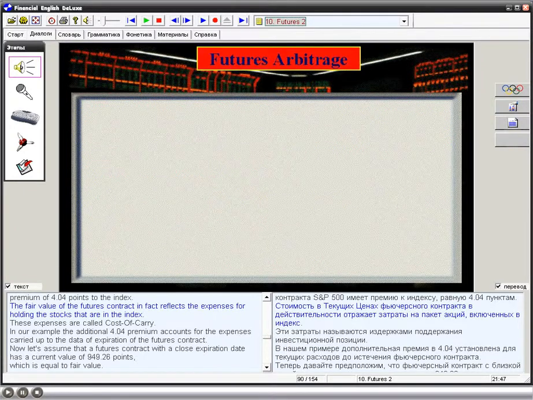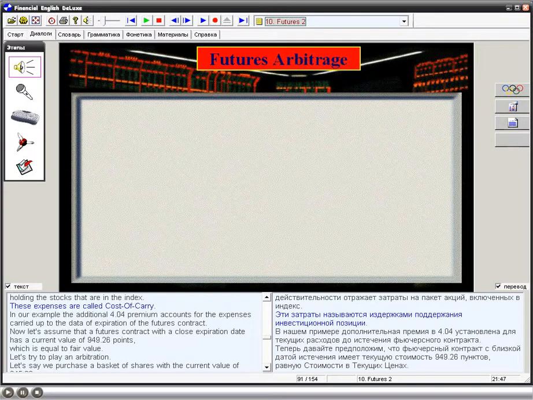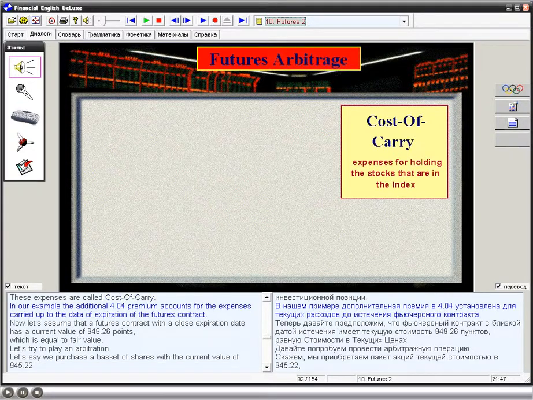The fair value of the futures contract, in fact, reflects the expenses for holding the stocks that are in the index. These expenses are called cost of carry. In our example, the additional 4.04 premium accounts for the expenses carried up to the date of expiration of the futures contract.